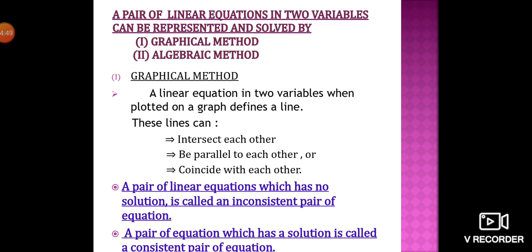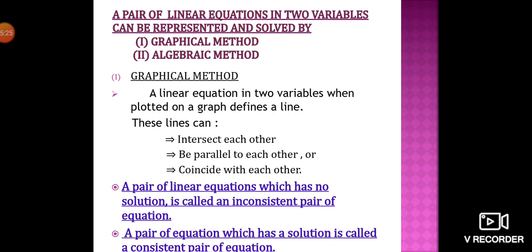Later we can go for the algebraic method. Graphical method means you should know its graph. A linear equation in two variables, when plotted on a graph, defines a line. So if two equations are given and you are asked to represent them using the graphical method, you have to plot the equations on your graph. Linear equation means the graph will always be a straight line.